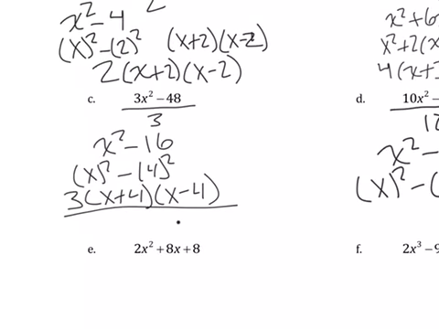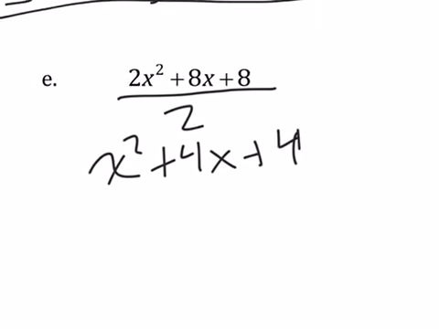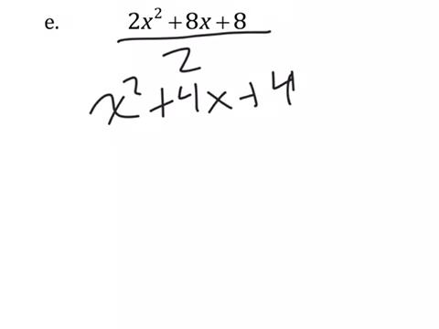Okay, moving to E. I've got 2x squared plus 8x plus 8. I'm going to factor out a 2 because that's going to come out evenly into this term, and that term. I'll have x squared plus 4x plus 4. Zoom in a little bit here, give us more room. Okay, x squared plus 4x plus 4.